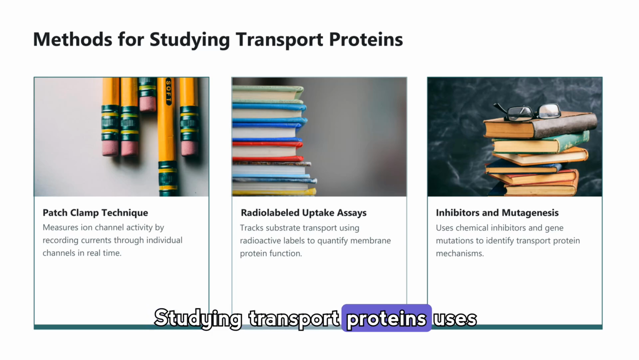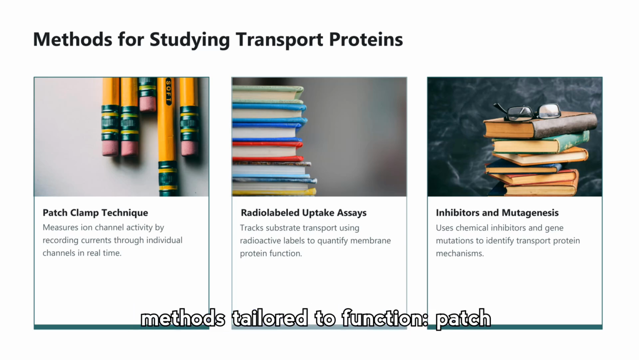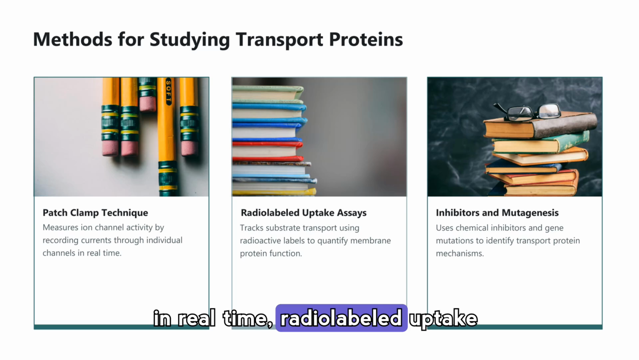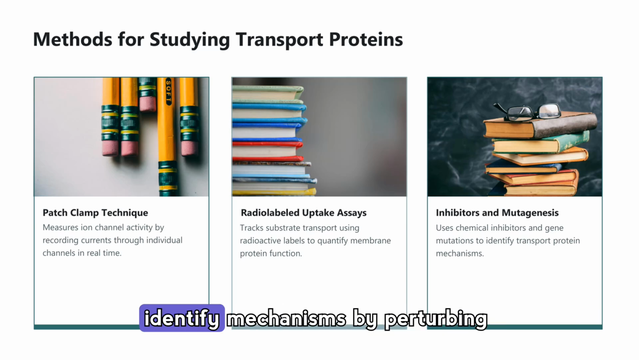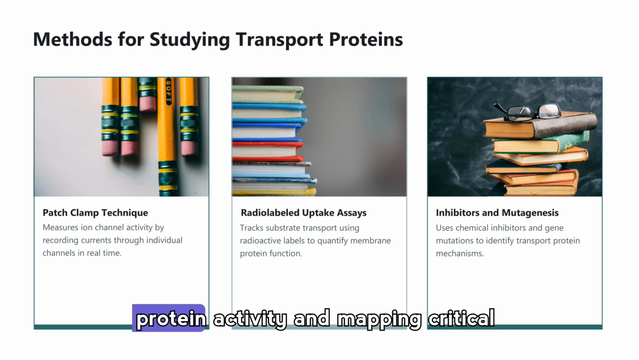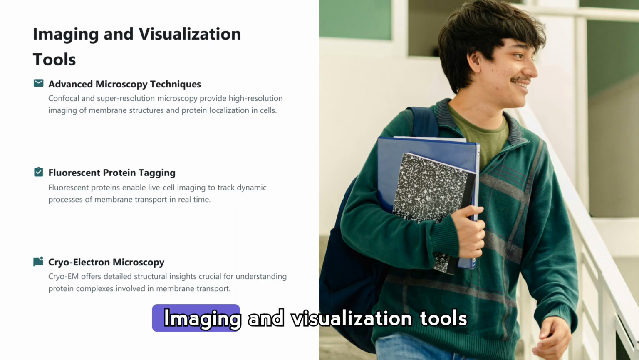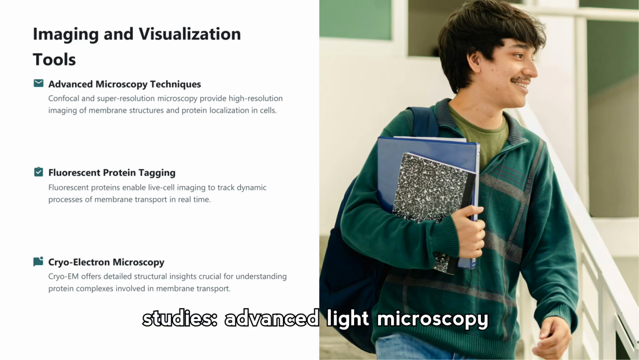Studying transport proteins uses methods tailored to function. Patch clamp captures ion channel currents in real time. Radio-labeled uptake assays quantify substrate transport, and inhibitors or mutagenesis help identify mechanisms by perturbing protein activity and mapping critical residues and domains. Imaging and visualization tools enhance dynamic and structural studies.